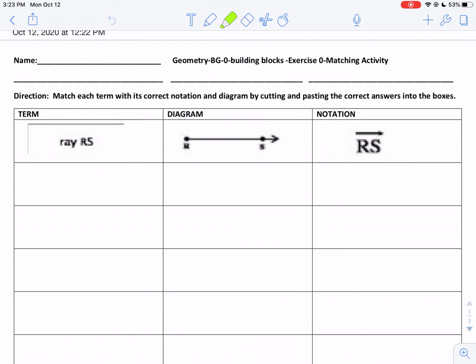I am working on Geometry Building Blocks Worksheet 0, the matching activities. If you notice, the worksheet comes to you plain, and it has 3 columns where you have the terms, you have the diagram, and you have the notation. I have done an example here for you, okay? So the term will basically be writing out ray RS. The diagram would be RS, just really how do we draw it, and the notation is how do we write it without having to write the word ray every single time.